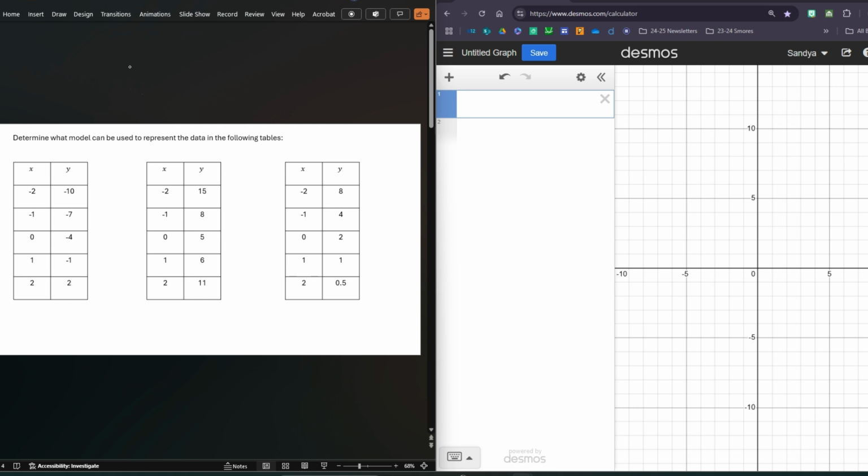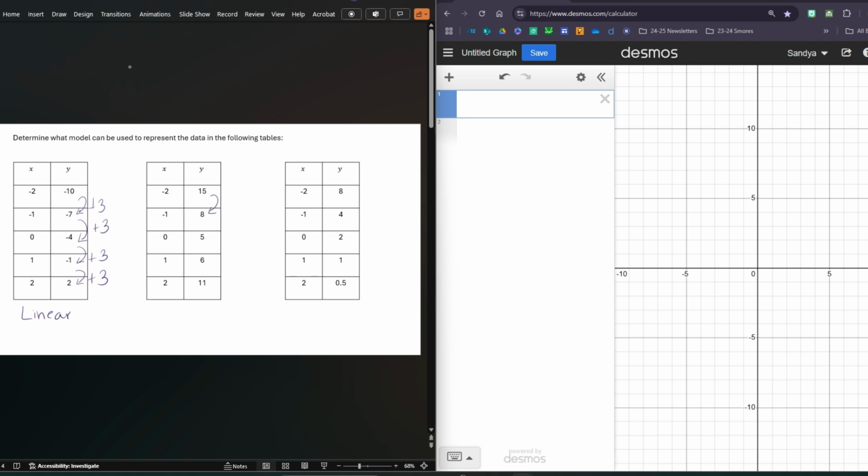If we look at this first table, you can see that every time my y values are going up by 3. So I would say a rate of change of plus 3. And remember, if we're adding or subtracting the same amount every time, that means a linear model will be the best fit. So now let's look at the next table.